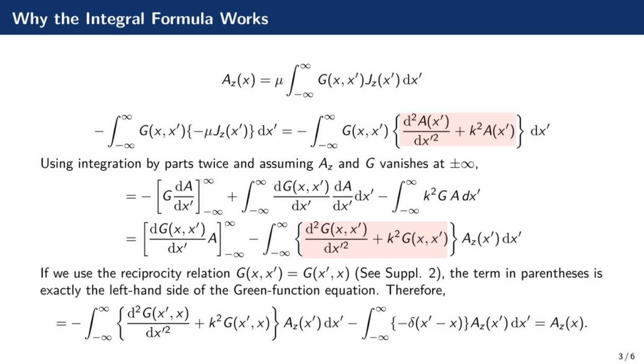For details, please refer to Supplemental Movie 1. Also, the green function has reciprocity. Please refer to Supplement 2. Using this property, the term in parentheses becomes exactly the left-hand side of the green function equation. Therefore, it is replaced by minus delta of x prime minus x. Applying the delta function, we finally obtain the vector potential. Therefore, it follows that this expression is indeed the vector potential.